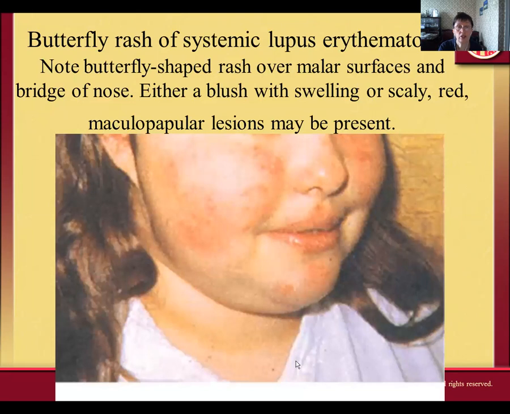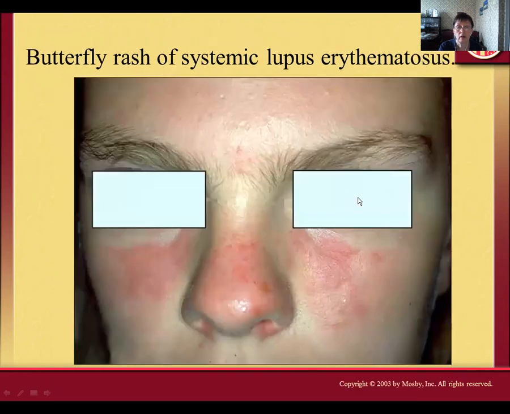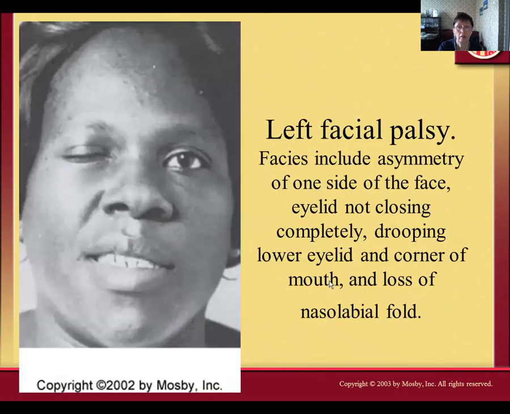Butterfly rash in systemic lupus erythematosus. It is on the cheeks. One more butterfly rash, wings on the cheeks, and also the rash on the nose. It looks like a butterfly. Oh well, this is left facial palsy.